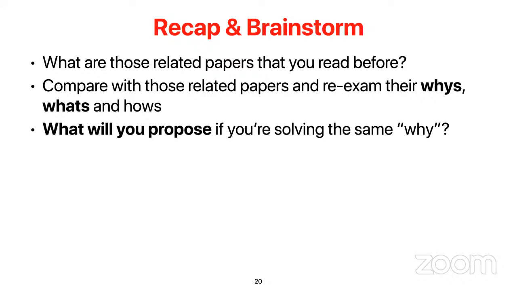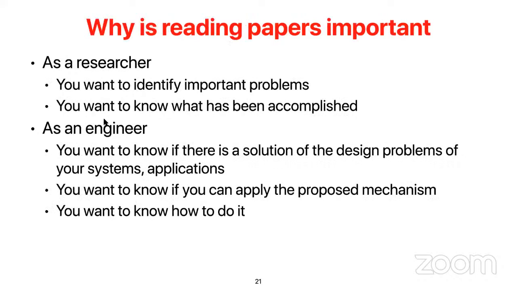But at least, for reading a paper, you should understand the whys and whats. And why is it so important? Because as a researcher, you need to identify important problems. And by reading the whys, you will know, whoa, these are the important problems that I should spend my time on. You also want to know what has been accomplished. That's why the what part becomes so important, because for these important problems, you see what has been proposed, so you don't have to reinvent the wheel.